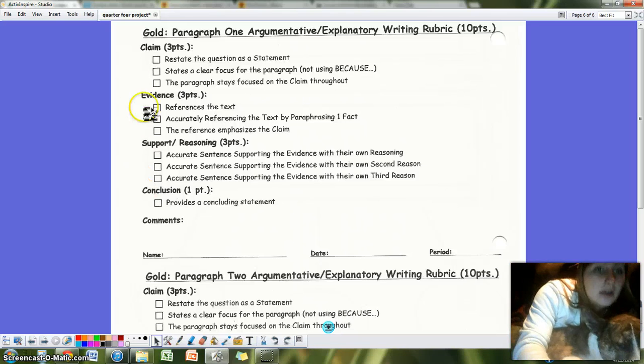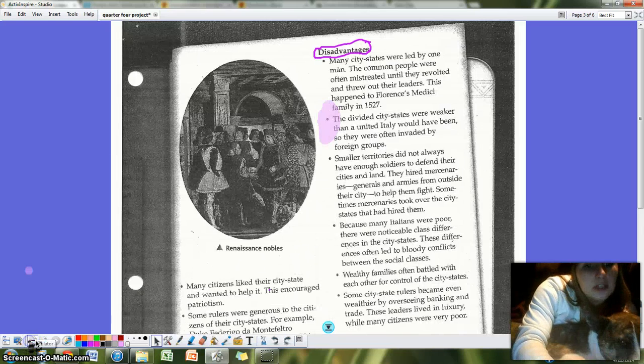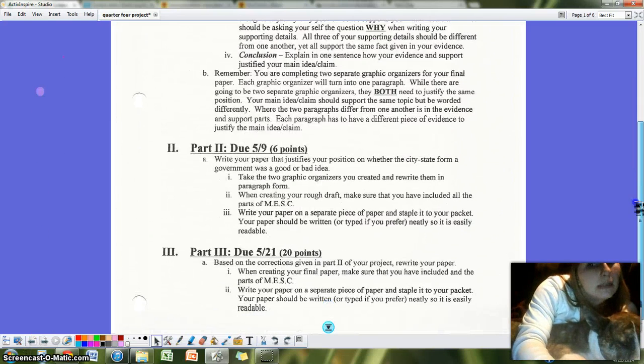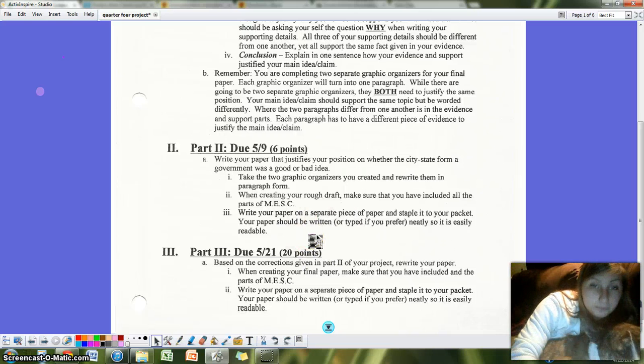So look at this graphic organizer when you're doing it. Look at this rubric when you're doing it, so that way you can make sure that you included every single point that I'm going to grade on. With part 2 of your project, you are going to be writing it on a separate piece of paper. You can either write it neatly on a separate piece of paper, or you can type it if that's what you prefer. So remember, look at the graphic organizer. Read the corrections that I made on your graphic organizer because I put them there to benefit you, to help you, and write it into paragraph form.